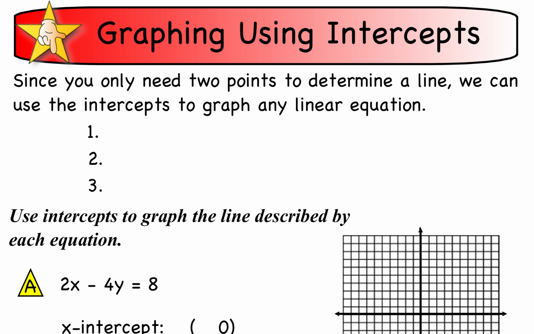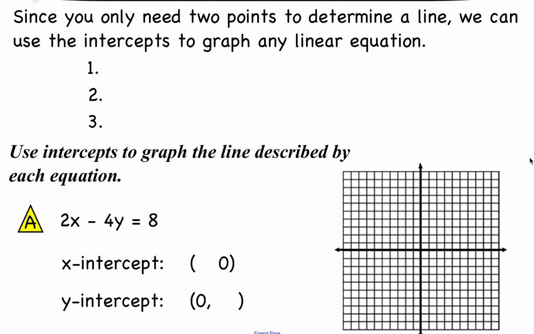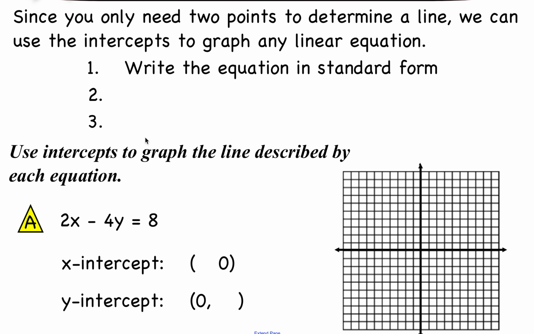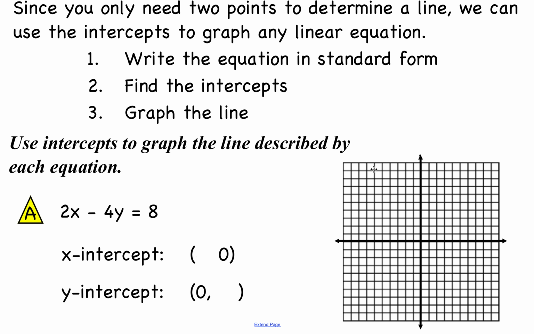To graph using intercepts, remember we only need 2 points to determine a line, so we can choose the 2 points to be our intercepts, which makes graphing the line really simple. The process is: have the equation in standard form, find each of the intercepts, plot those intercepts, and then connect them using a line. Here's an example. Use intercepts to graph the line described by the equation. Here we have an equation, and it's already in standard form.